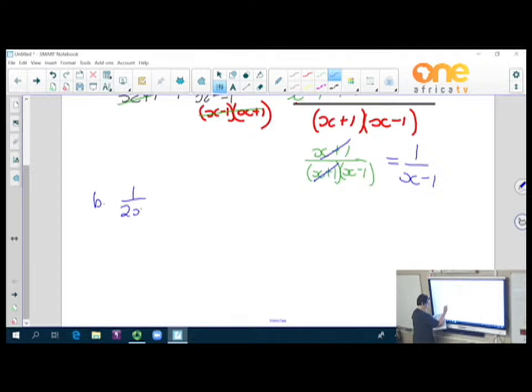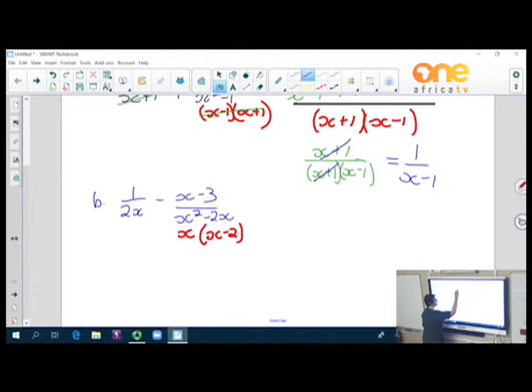1 over 2x minus x minus 3 over x squared minus 2x. I need to find the LCM, and for that I need to factorize. This is the one that you're going to factorize. This time it is the highest common factor that you take out. That is then x minus 2. So now what is my LCM? I need a 2. I need an x. This x is already there, and I need x minus 2, my lowest common multiple. That's why I choose those values.